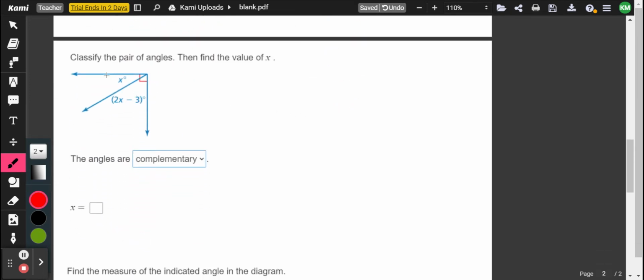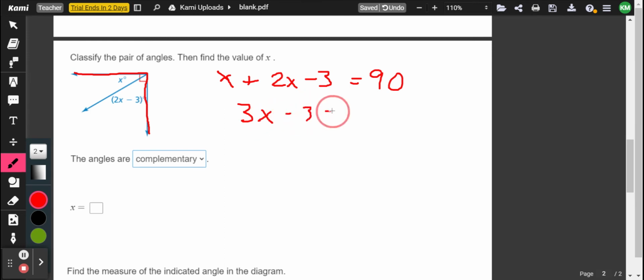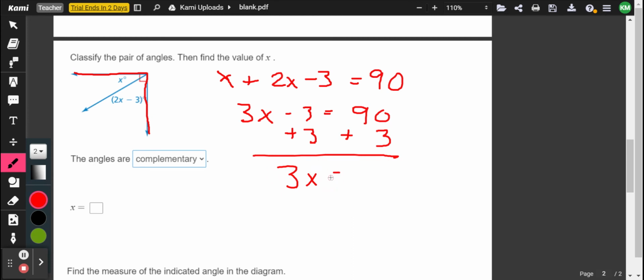All right, and this one here, we have a 90-degree angle. Well, at least this part is. So these 2 together make complementary angles because together they make a 90-degree angle. So we can solve for x by doing x plus 2x minus 3 equals 90. That's going to turn into 3x minus 3 equals 90. I'm going to add 3 on both sides. I get 3x equals 93. So I have x equals 31 because I divide by 3 on both sides.